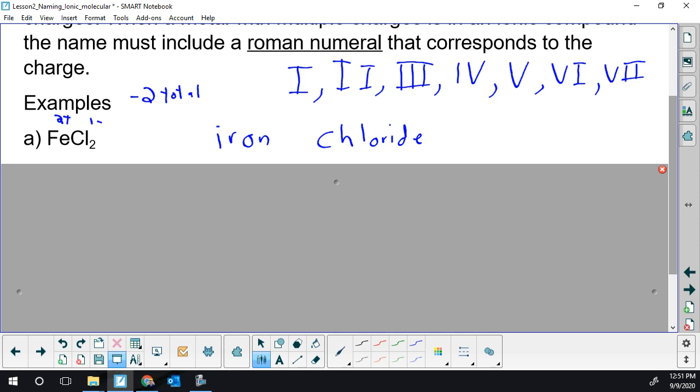So we've got a fair bit more work to name these. We've got to figure out the possible charges. You've got to see if there's multiple options and then figure out which one it is. So this is iron. We're going to put brackets because we have to denote which type it is, and we're going to put the Roman numeral for 2 in between. So the proper name is iron 2 chloride.